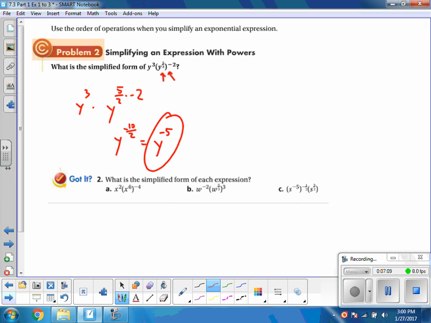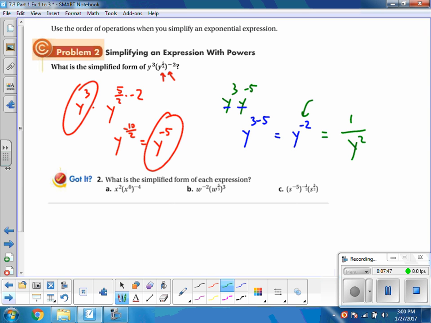Okay, so I have this piece and I have this piece. So let me bring all that over here together. So I have y to the third and y to the -5th. Now, there's something that I know. Okay, the product rule tells me that if they have the same base, I can go ahead and add the exponents. In this case, I'm subtracting them. So this ends up being y to the -2nd power. So I'm getting tangled on myself, but I'm not going to leave that negative exponent. I'm going to simplify this down even more, because a negative exponent doesn't mean it's negative. It just means it's small.